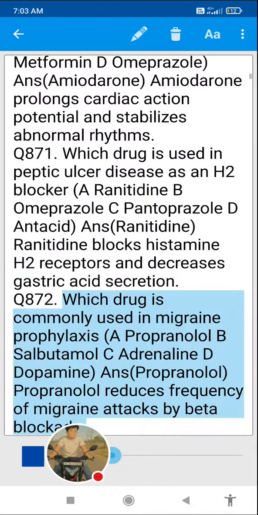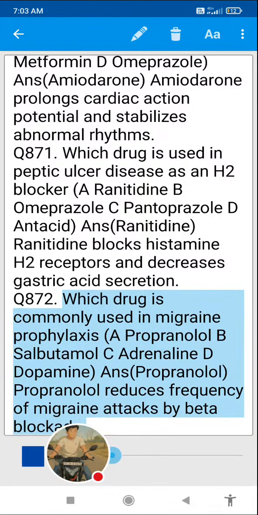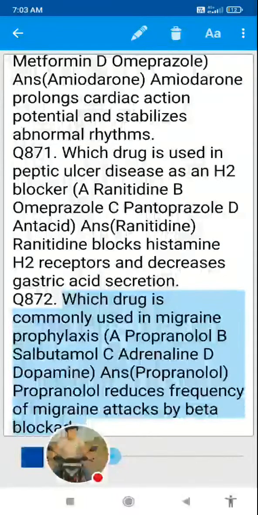Q872. Which drug is commonly used in migraine prophylaxis? A. Propranolol. B. Salbutamol. C. Adrenaline. D. Propranolol reduces frequency of migraine attacks by beta blockade.